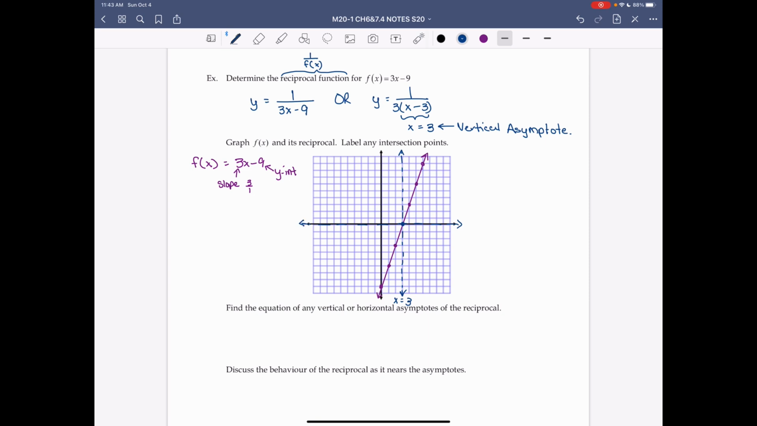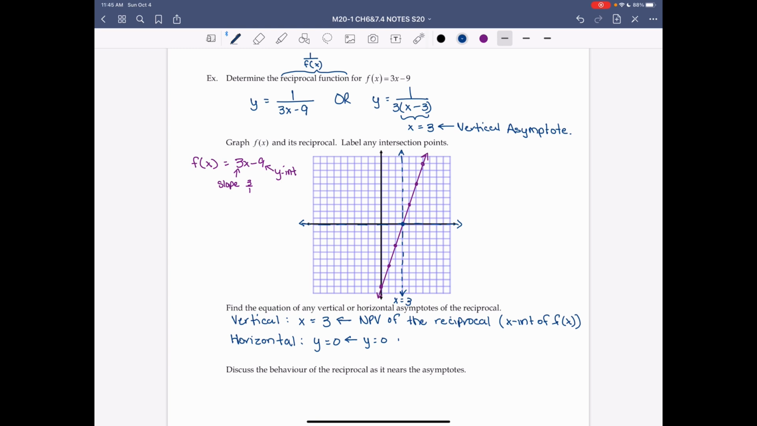So below it says find the equation of any vertical or horizontal asymptotes of the reciprocal. Our vertical asymptote is x equals 3, which is the NPV of the reciprocal, also the x-intercept of f of x, the original function, and then the horizontal asymptote is y equals 0.